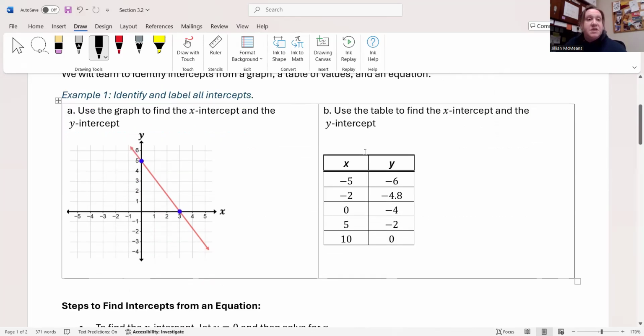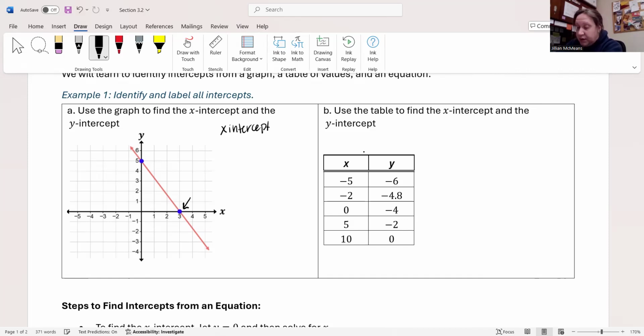All right, so the first one says part A: use the graph to find the x-intercept and the y-intercept. Okay, so the x-intercept is going to be the point where we touch or cross the x-axis. The y-intercept is going to be the point where we touch or cross the y-axis. So let's start with the x-intercept.